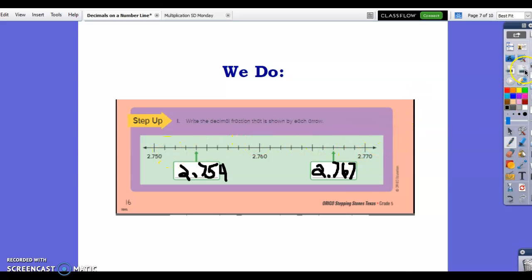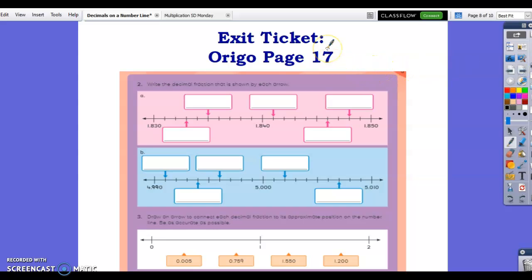So your independent practice or your exit ticket is page 17. You're going to be doing A and B, putting numbers on the number lines as they are filling in for the thousandths place. And then your number 3, you're going to draw a line representing where these numbers would go on a number line. Remember that the 0 means there's 0 holes. The 1 means that there's 1 hole, and so on. So do those now, and then we will check in to make sure that you did those correctly.